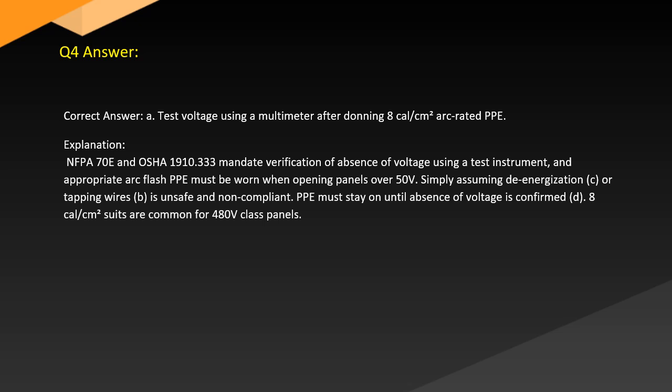Answer. Correct answer A. Test voltage using a multimeter after donning HVACR grade PPE. Explanation. NFPA 70E and OSHA 1910.333 mandate verification of absence of voltage using a test instrument, and appropriate arc flash PPE must be worn when opening panels over 50 volts. Simply assuming de-energization (C) or tapping wires (B) is unsafe and non-compliant.